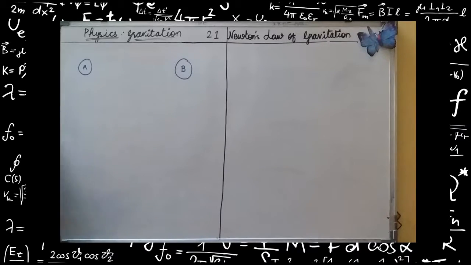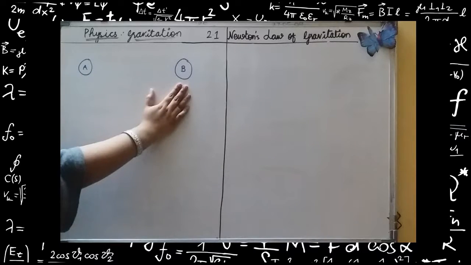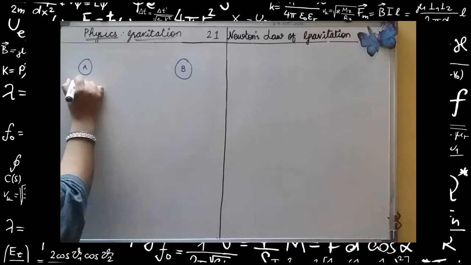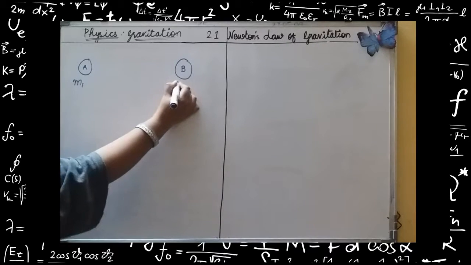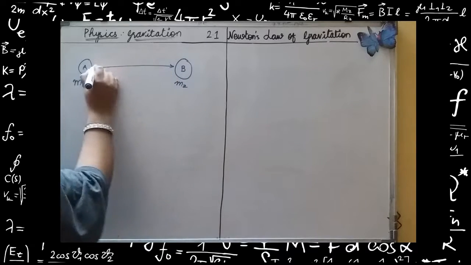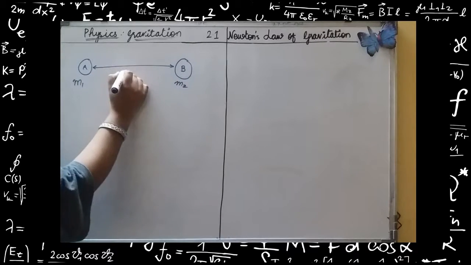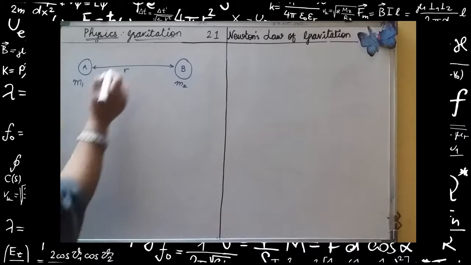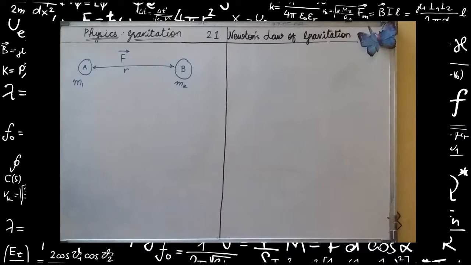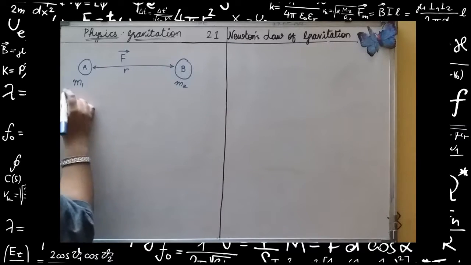So let us see. Suppose these are the two bodies considered. They have their respective masses m1 and m2. Distance between them is r. Force exerted between these two bodies, or gravitational force between them, is capital F. So we will write down the assumptions.